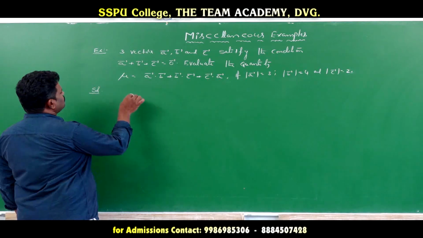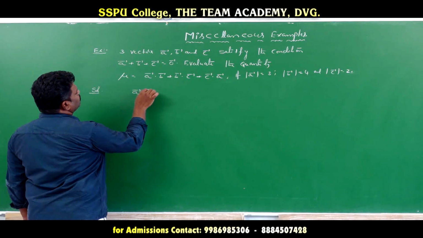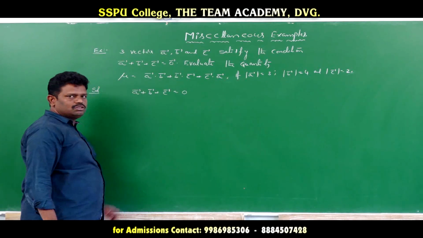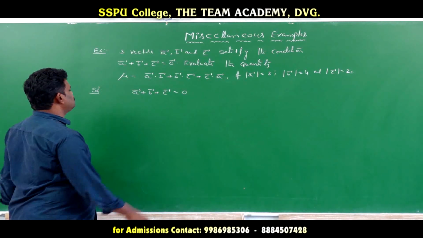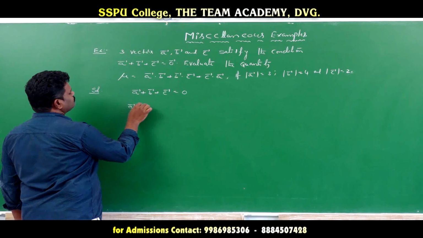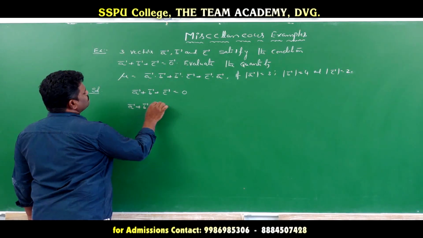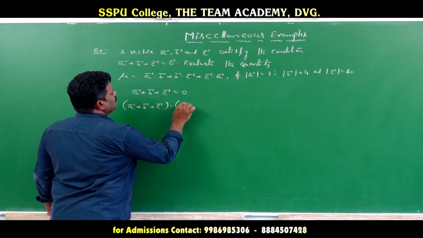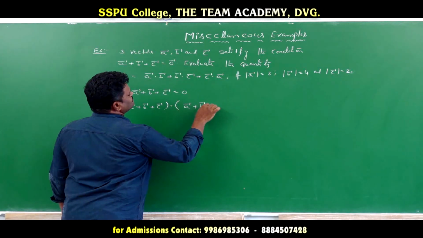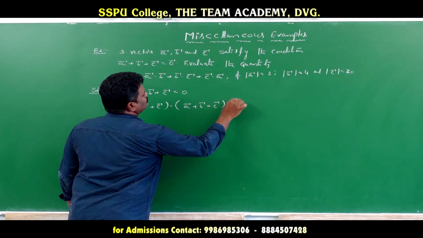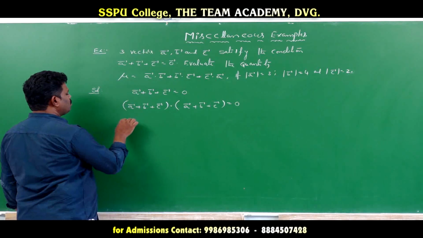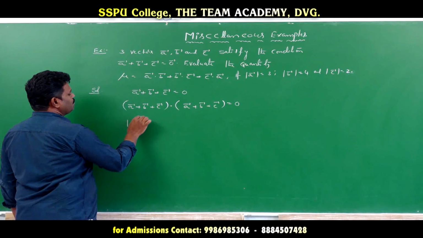So first we consider the given condition: A bar plus B bar plus C bar is equal to 0. Now we square both sides. Then A bar plus B bar plus C bar dot A bar plus B bar plus C bar is equal to 0. Now we apply the dot product: A bar dot A bar gives magnitude of A bar squared.